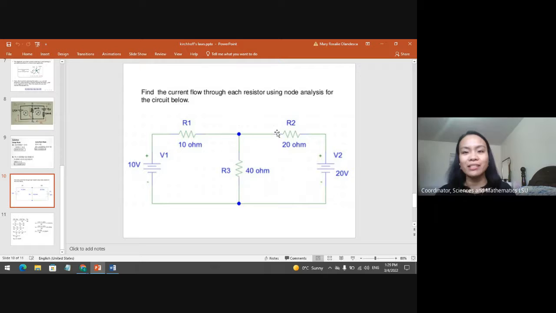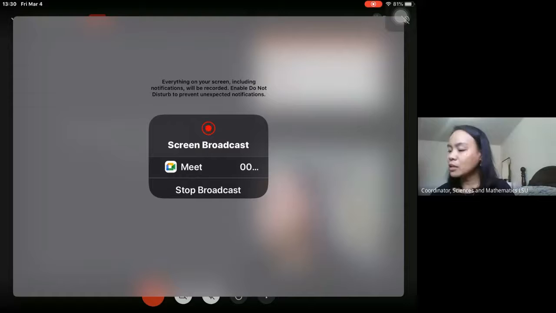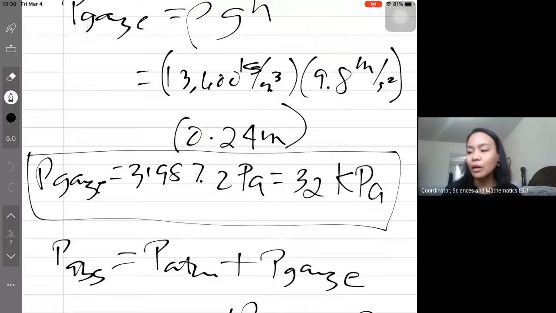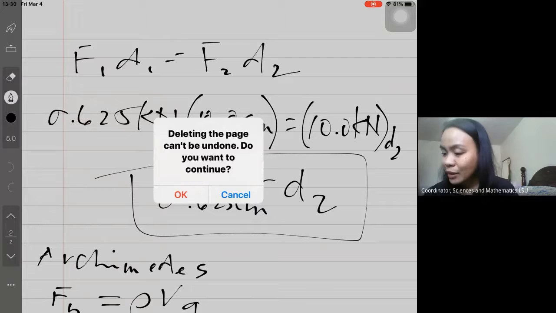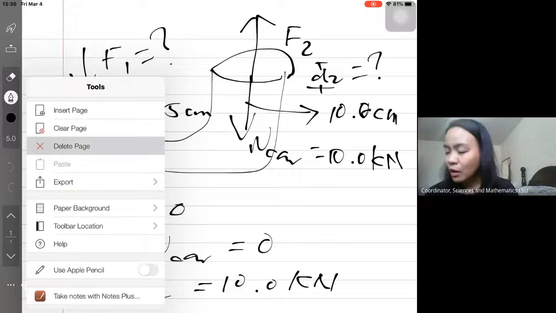Kindly take a photo or screenshot of our circuit diagram, and I will be sharing another screen for our solution. Have you taken the photo already? I am sharing another screen. Let me check if my screen is already there. All right, it's there. I haven't erased the previous one. For a while, I'll be deleting the pages first so that I can send a PDF file of the solution of our problem for our discussion this morning. Okay, there we go.